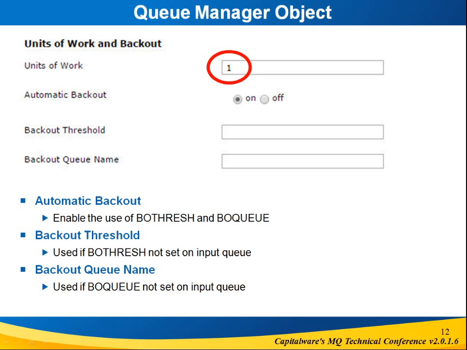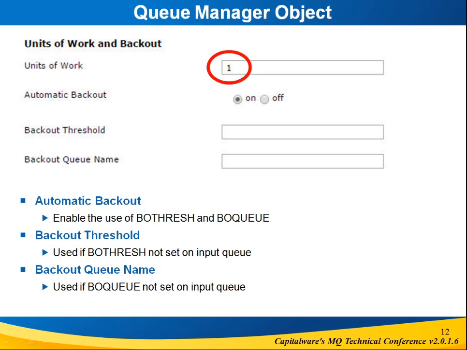A better way to do it is to click the automatic backout button on, and that will cause the backout threshold and backout queue name fields to appear. You can then key in the names of the threshold value that you want to use for the backout and the name of the backout queue that's going to be used.